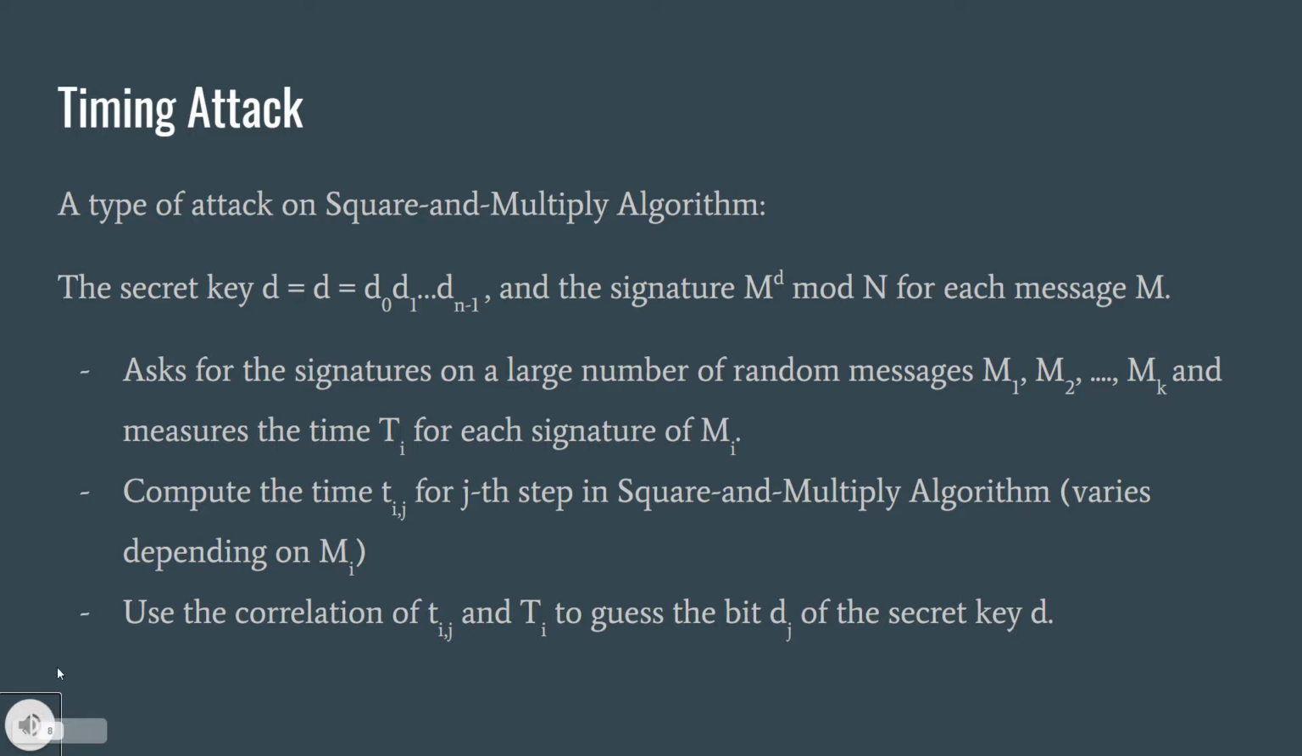In this attack, the attacker asks for signatures on a large number of random messages, M1, M2, to Mk, and measures the time Ti for each signature Mi. The attacker then computes the time Tij for the jth step in the square and multiply algorithm, which varies depending on Mi. In the last step, the attacker uses the correlation of Tij and Ti to guess the bit j of the secret key d.